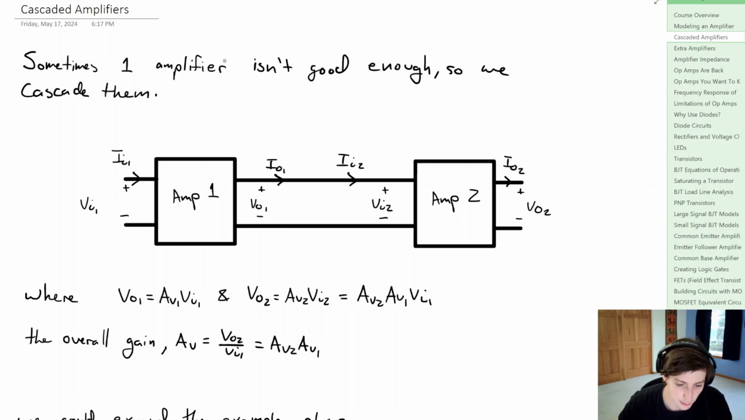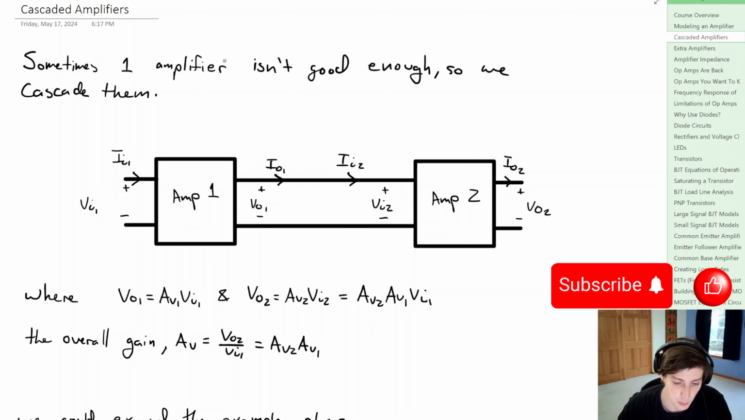Welcome back to the third video in the electronics series, and in this video we're going to look at cascading amplifiers. Now sometimes one amplifier isn't good enough, so we have to cascade them.